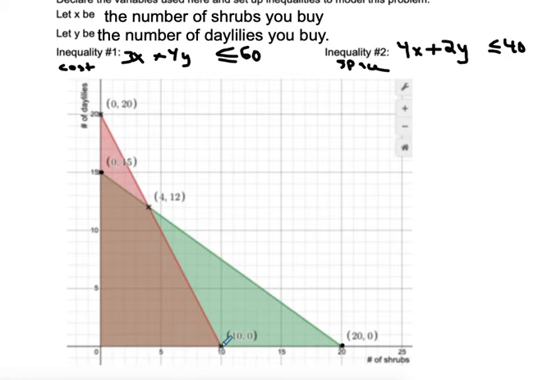Right here, if I only want to bring home shrubs, since shrubs take up 4 cubic feet and I only have 40, I could only bring home 10 shrubs. So that's referring to this point right here. 10 shrubs and no daylilies. Otherwise, if I only want to bring daylilies, this is referring to that value up there. No shrubs, 20 daylilies, each of them are 2 cubic feet, so 20 times 2 is 40. So that red one is for the space, the green one is for the cost.